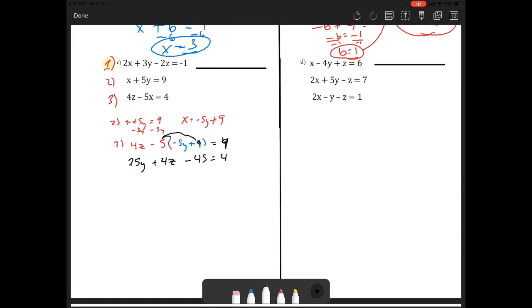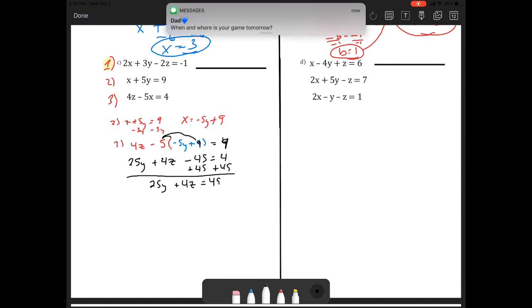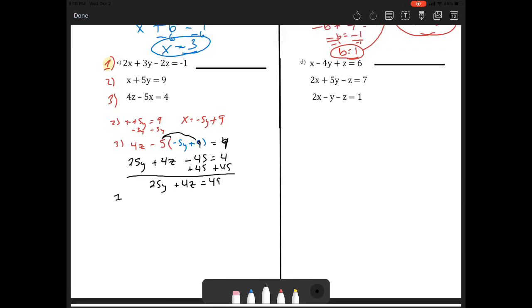And that's about as simplified as we can go. We're going to do our 45 plus 45, so I'm going to end up with 25y plus 4z equals 49. So now we're going to look at that first equation. That first equation is going to be my 2 times, and we're going to have our x implanted in, so our negative 5y plus 9, and then it's going to be plus 3y minus 2z equals negative 1.